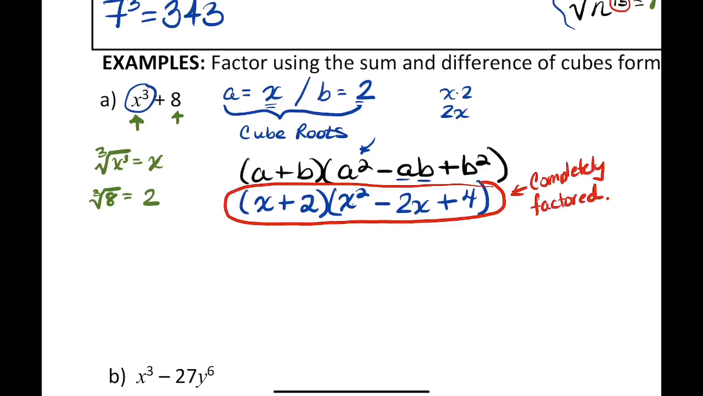We have factored that all the way. All right, I know it looks like another math problem. That's as far as we can go with that particular one. Okay, so let's go on to example B here and let's find some cube roots.